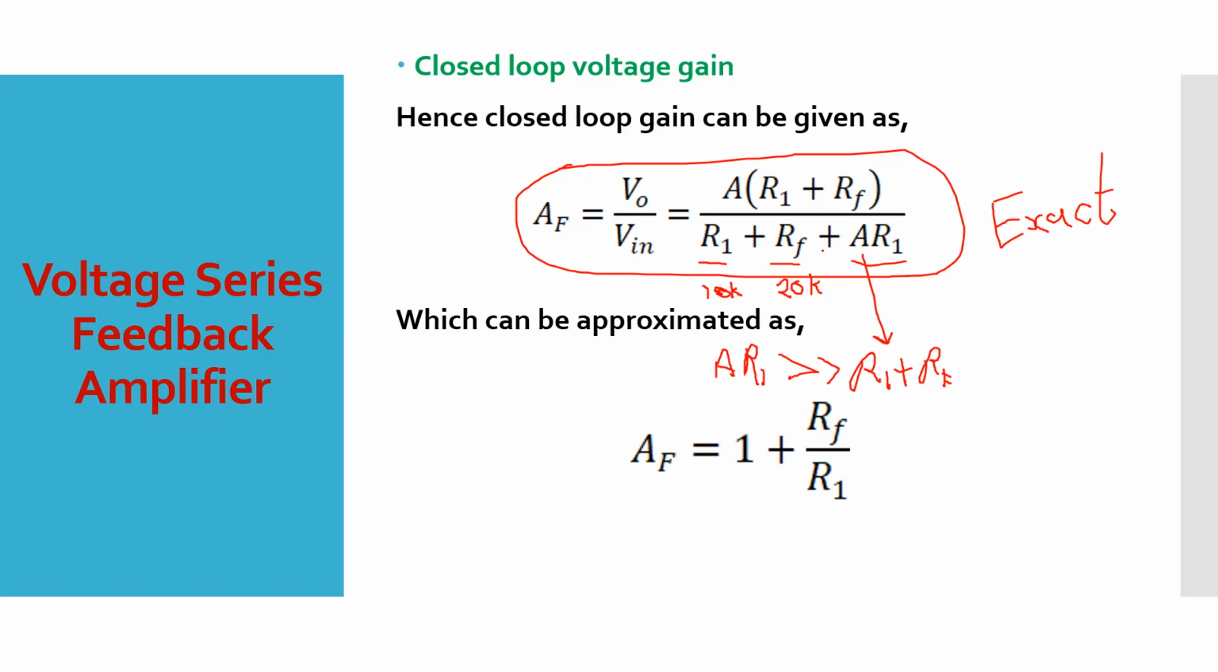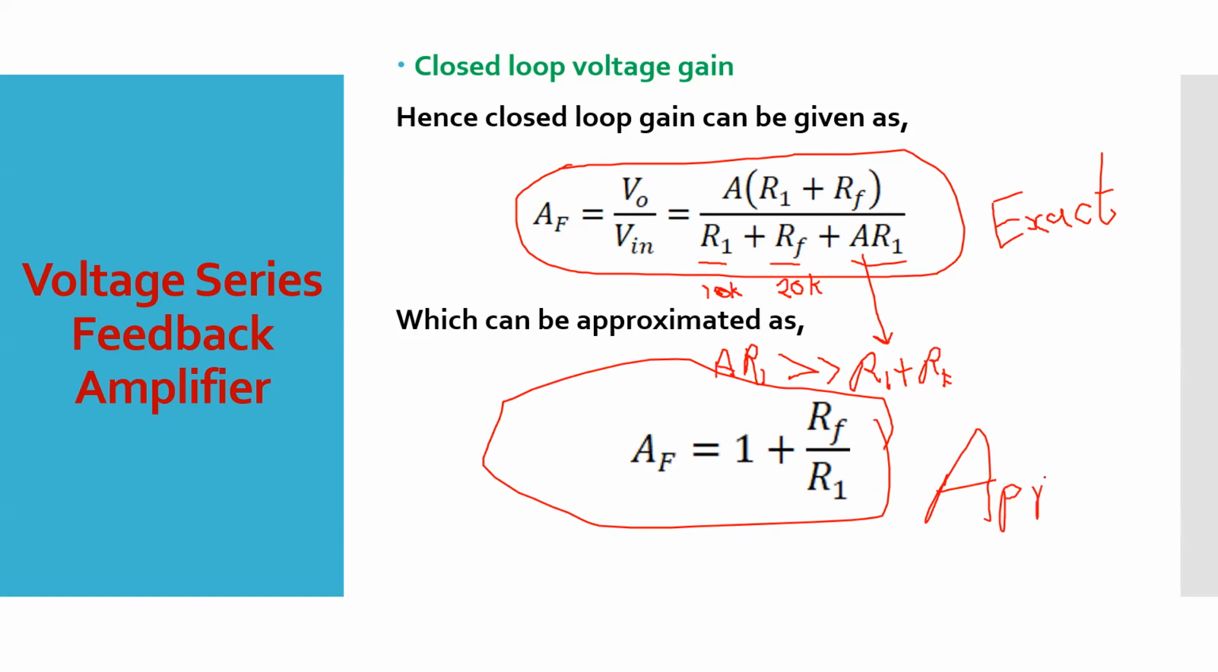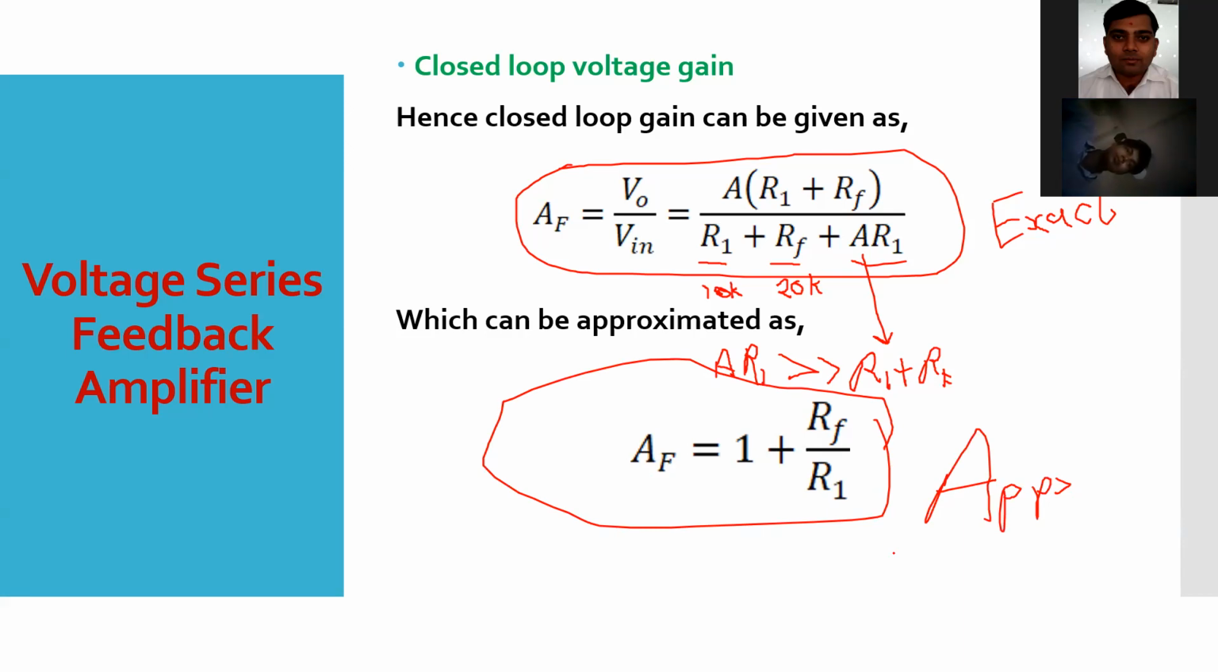Approximated voltage series feedback amplifier closed loop gain, or you can say non-inverting amplifier closed loop gain, will be given by this. So this is the last formula of closed loop gain we can derive. It is called an approximation, right? This is not exact. It is approximated, right? Can you understand this, everyone?